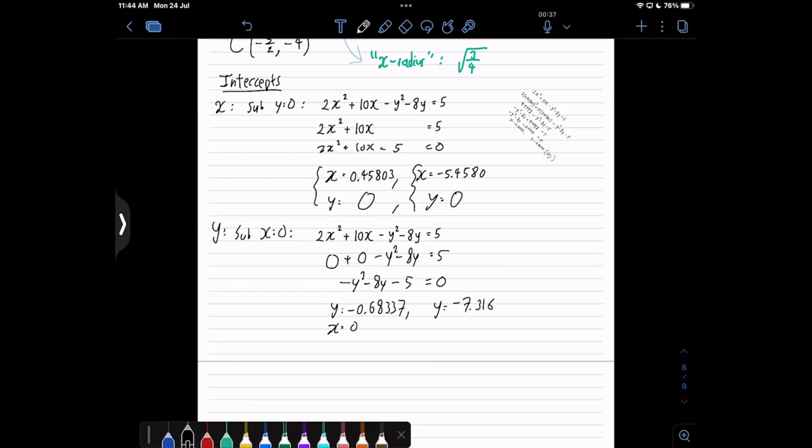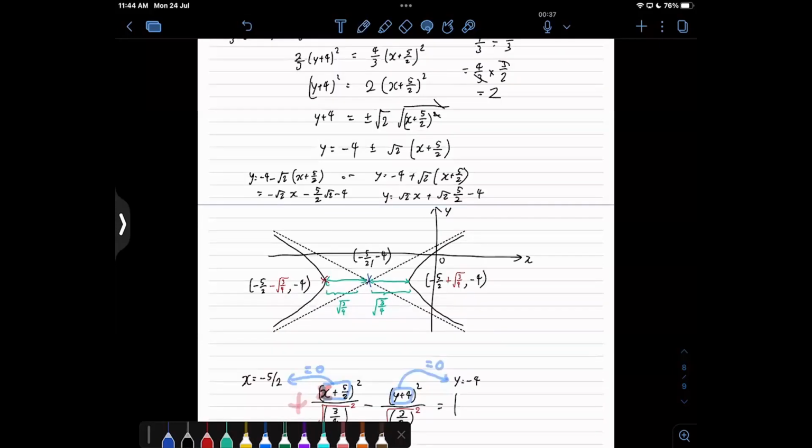X equals 0, x equals 0. Just make sure you plot it carefully. So what we have is 0, -0.683. I'll just round off to 3SF straight away. 0, -7.32. Let's go to the graph above and plot the points. Let me see. Where should the points be? 0, -0.6 and -7.32. So it should be here.